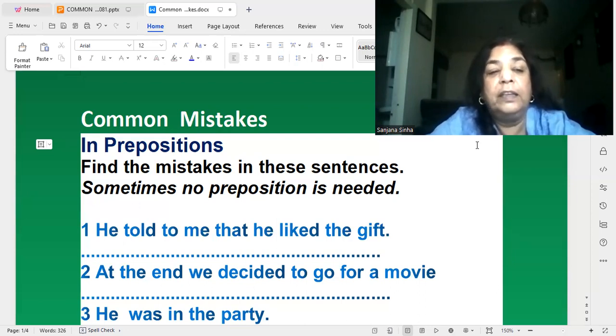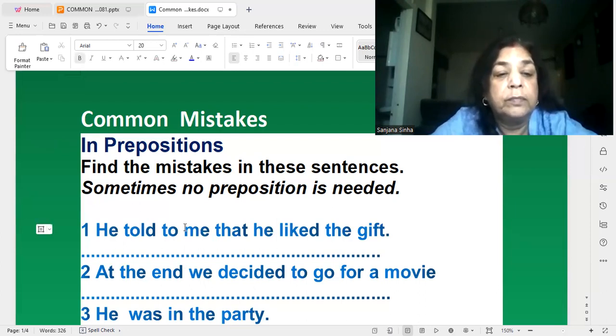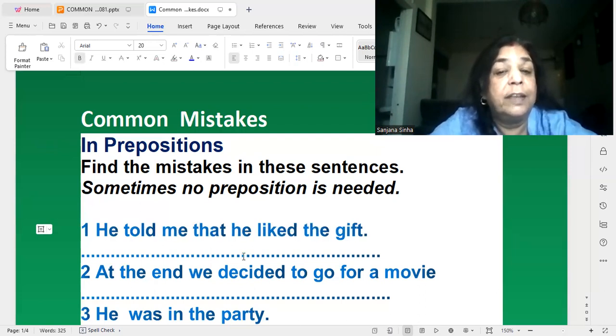When he told me, and there's a verb following "to", then you can use "to". He told me to sit down. He told me to stand up. He told me to read. To plus verb, fine. But then, sometimes the verb plus me. He told me, he told her, he told them. So he told me that he liked the gift. Here the "to" is not required. Right? He told me that he liked the gift.